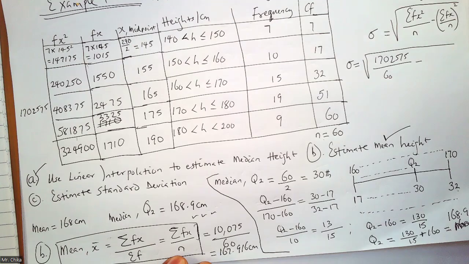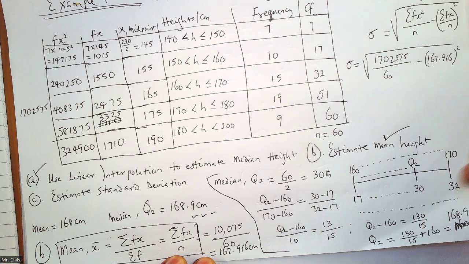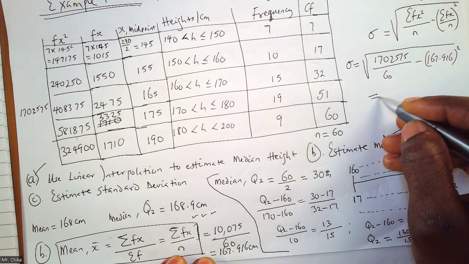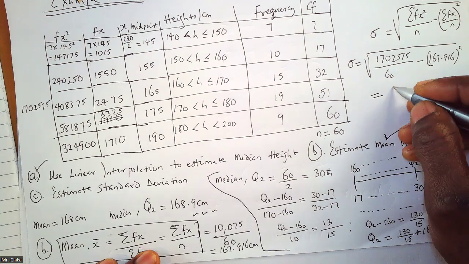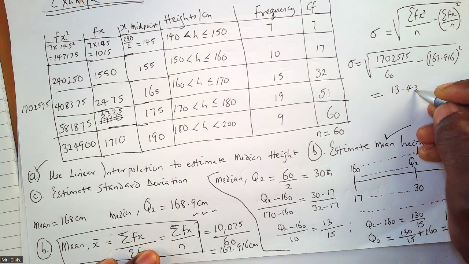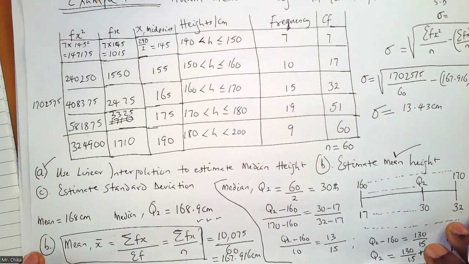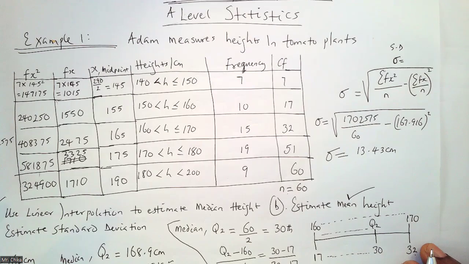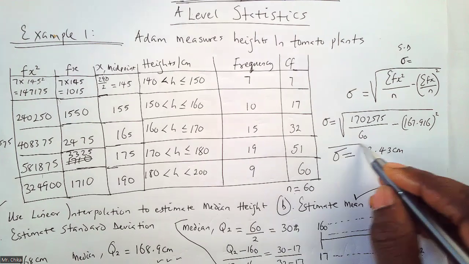So that would be 167.196, all squared. If you tidy that up, you should have 13.43 cm as the standard deviation. All right, it took a bit of a while, could have been a mouthful there. So we have our standard deviation as that.